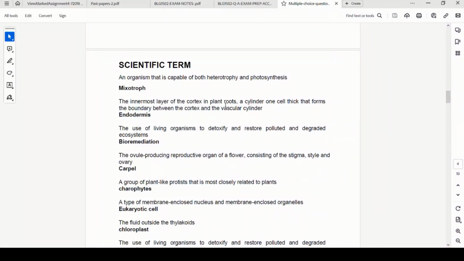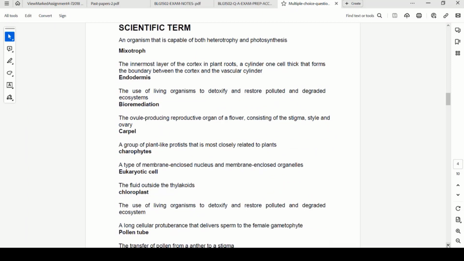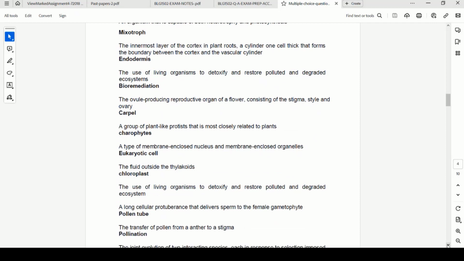The innermost layer of the cortex in plant roots, a cylinder one cell thick that forms the boundary between the cortex and the vascular cylinder, will be the endodermis. The use of living organisms to detoxify and restore polluted and degraded ecosystems will be bioremediation. The ovule-producing reproductive organ of a flower consisting of a stigma, style and an ovary will therefore be a carpel. A group of protists most likely related to plants will be charophytes. It's there in your notes, the notes that we go through. I think in the first, second or third session we did talk about the charophytes.